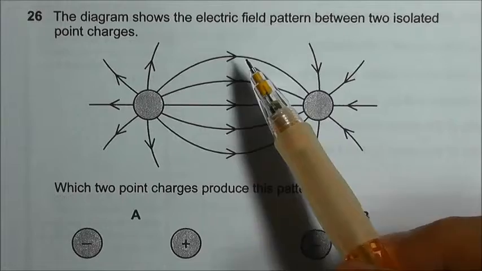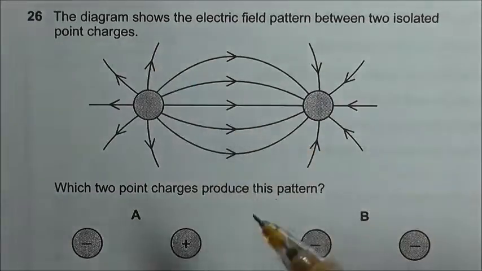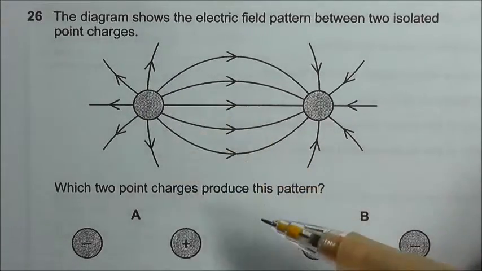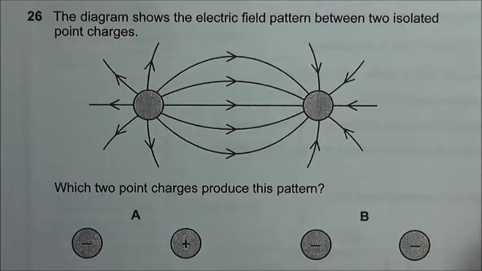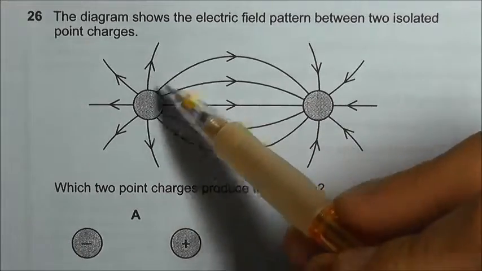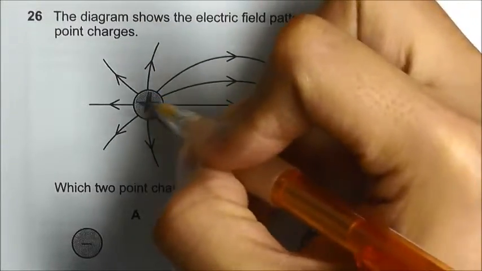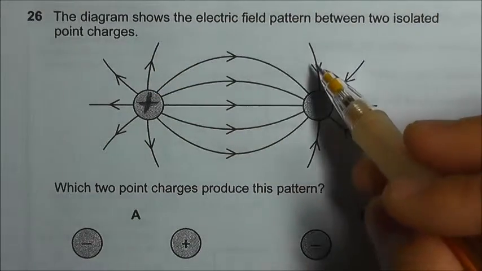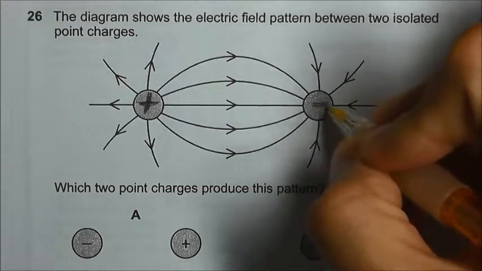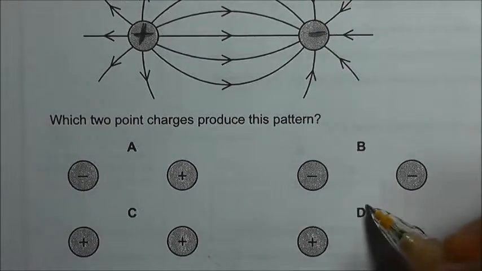The diagram shows the electric field pattern between two isolated point charges. Based on the field patterns around the point charge, we can conclude whether it is a positive or a negative charge. For this point charge, the field lines are going outwards, so it has to be a positive charge. And for this point charge, the field lines are going into the point charge, so it has to be negative. So with this, option D is the answer.